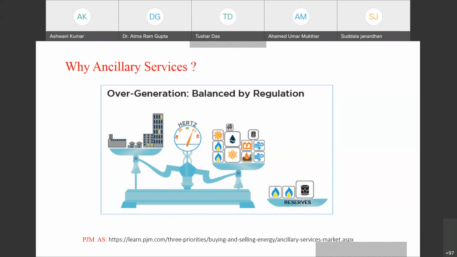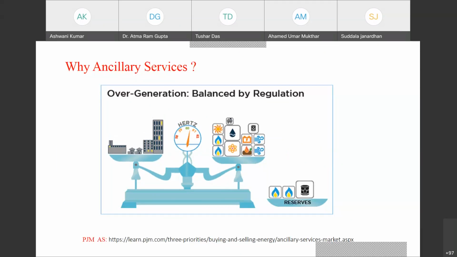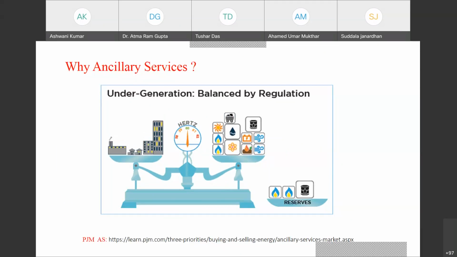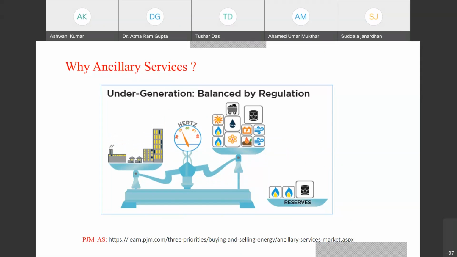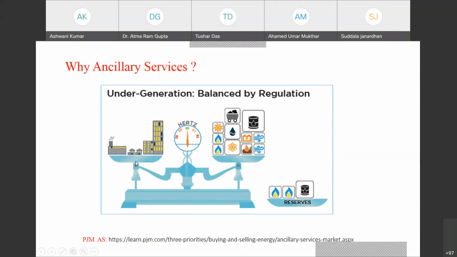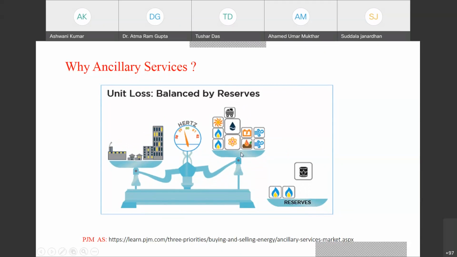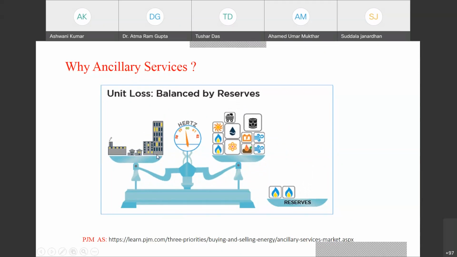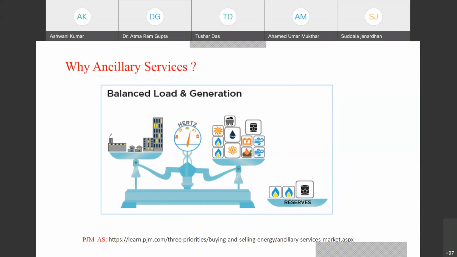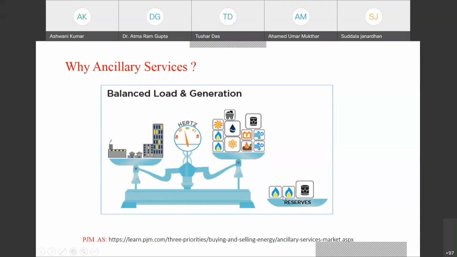So why ancillary services? You have understood, but this picture gives very important information to you, that we have to keep a balance between the demand, this is the demand at one side of the balance, and the generation at the other side of the balance. This generation and demand must balance in real time. So if there is a greater requirement from the demand side, definitely the reserves have to be there.